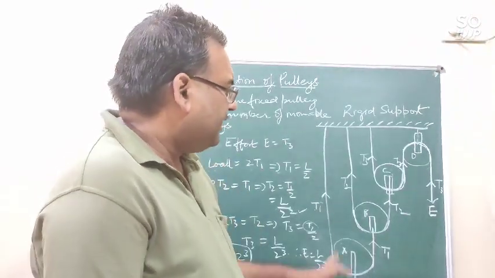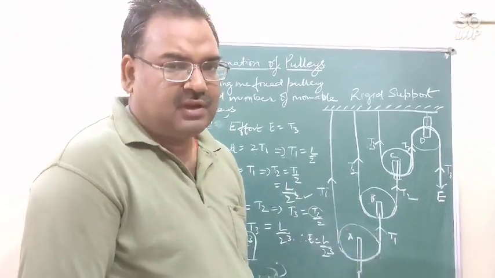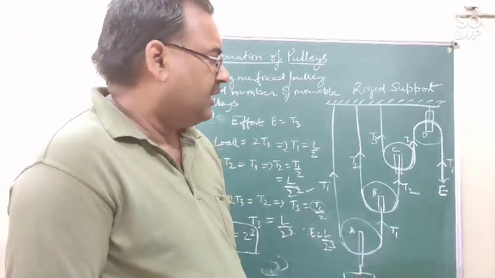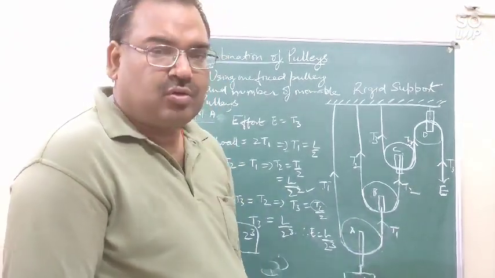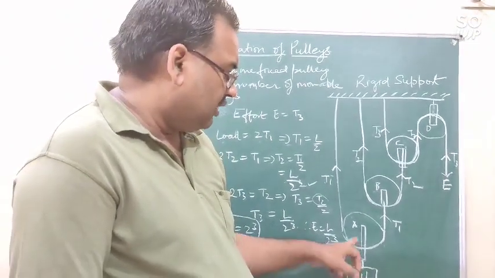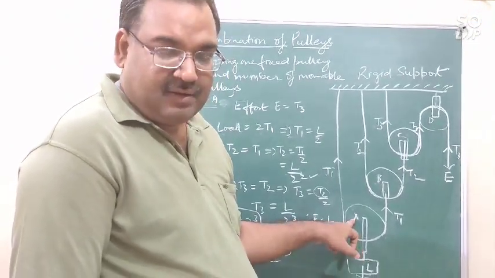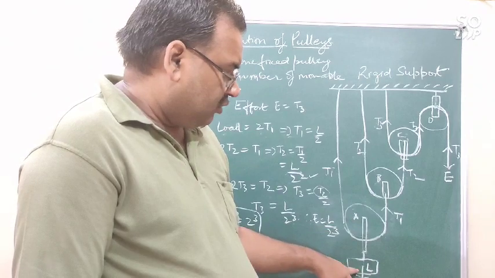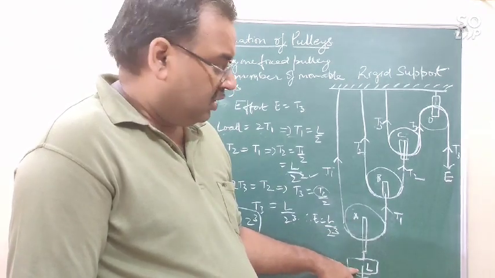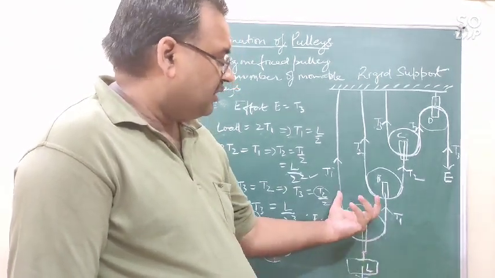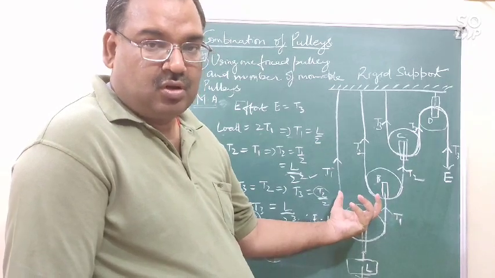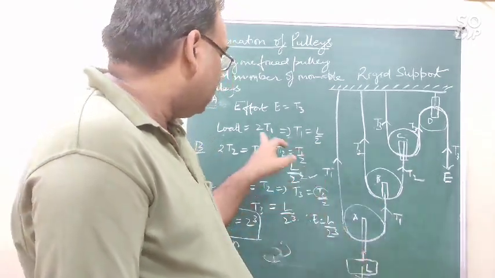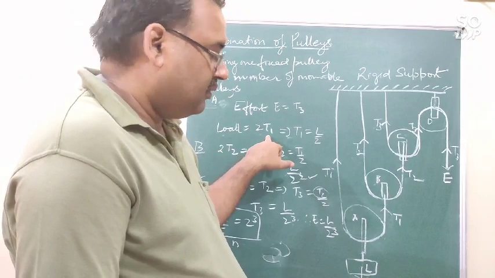Now we will find out the mechanical advantage of this combination of pulleys. First of all we talk about the load. The load is hanging from the pulley A. So L is the load that is acting in the downward direction. Now this load is being supported by two tensions T1. So L is equal to twice T1.